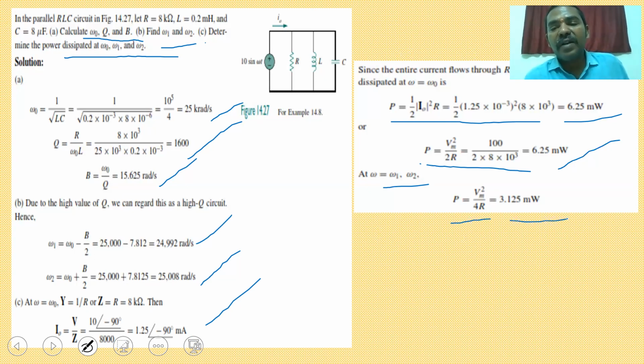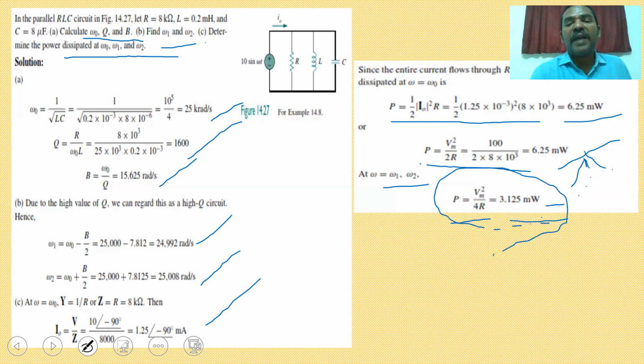So 10 squared divided by 4 into 8,000. So finally you can get 3.125 milliwatts. So this is your 50% power of your original power according to the maximum power transfer theorem. So like this you have to go for the calculations of the resonating circuits.